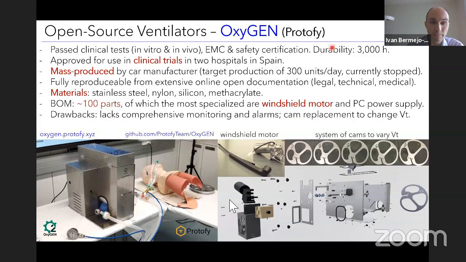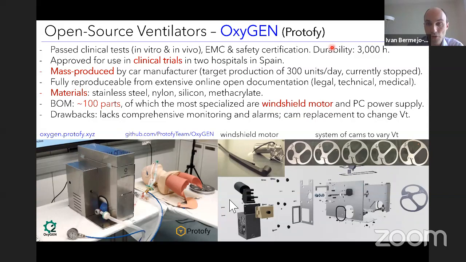The number of parts is similar, about 100 parts. They mentioned that the expected cost when mass produced is going to be below $1,000. So that's usually the ballpark that we are looking at for these open source designs.